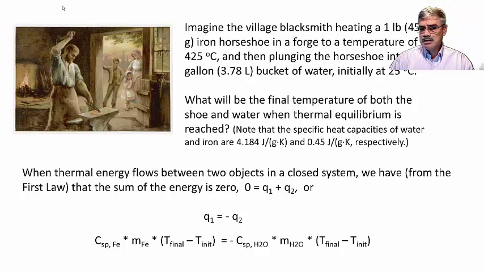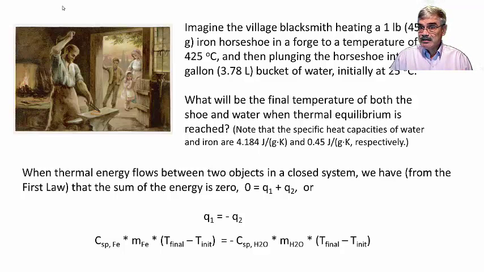So how do we attack this problem? Well, when thermal energy flows between two objects, we have from the first law of thermodynamics that the sum of the energy is zero. Energy is neither created nor destroyed, but energy can be interconverted, or thermal energy can flow from one object to another. Or in other words, the total energy of the system, zero, is equal to Q1 plus Q2. Or we can rearrange this and say Q1 is equal to minus Q2, where each of these Q, or thermal energy values, can then be described by the specific heat equation, which we had in the previous slide.